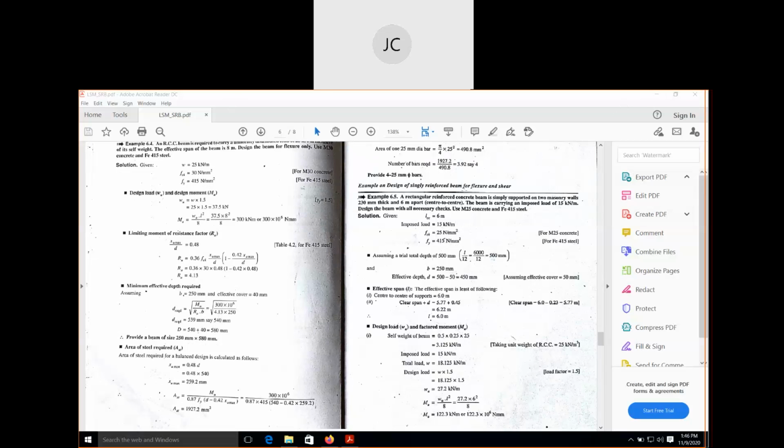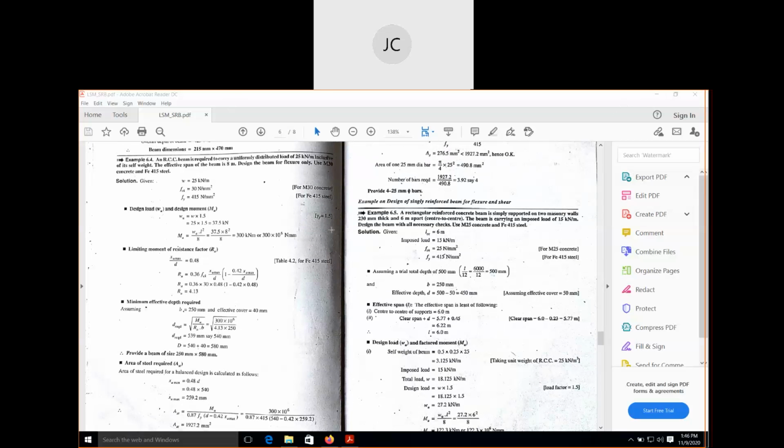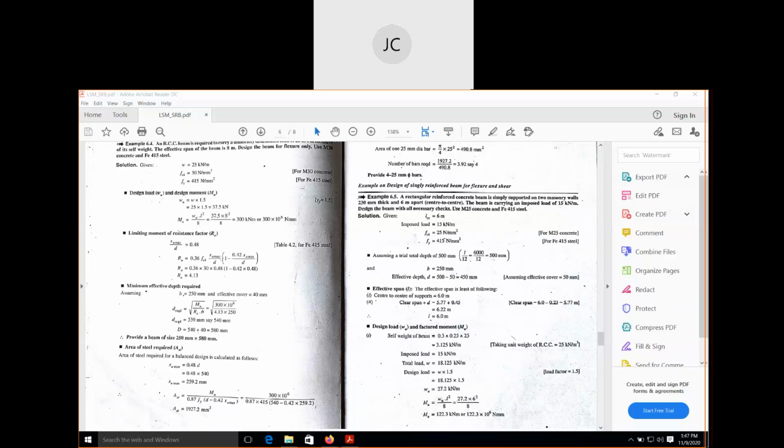In example 6.4, you are asked to find the design of the beam for flexure. First write down the given data. Next we have to find the design moment because the load is given. UDL value is given, so the design moment will be 1.5 into WL square by 8. Then we have to find the limiting moment of resistance.